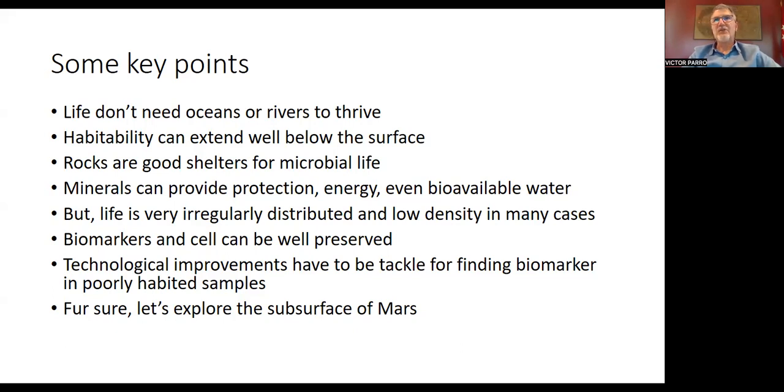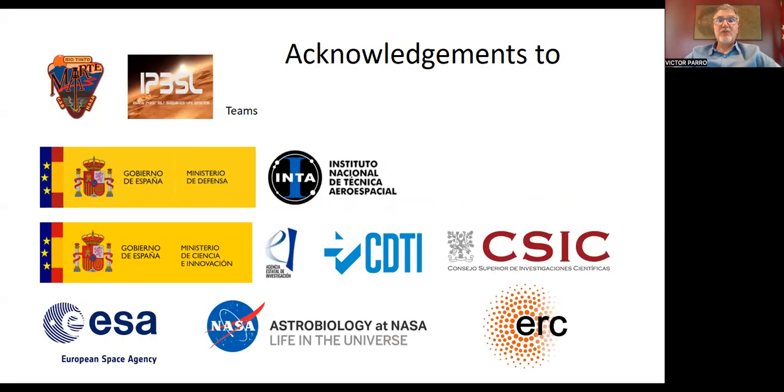And yes, for sure, we should go to explore the surface of Mars. It is clear. And I want to acknowledge all this work. Most of the work shown here has been done during the MARTE project and the IPBSL teams. And for sure, the SOLID team that is always behind this. Our funding agencies, the Spanish Ministry of Science and Defense, and CSIC, and for sure ESA, Astrobiología, and NASA, and ERC, and I don't know, perhaps there's someone else, but I think they are the most important.